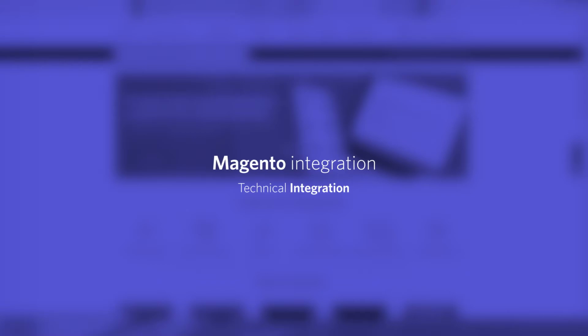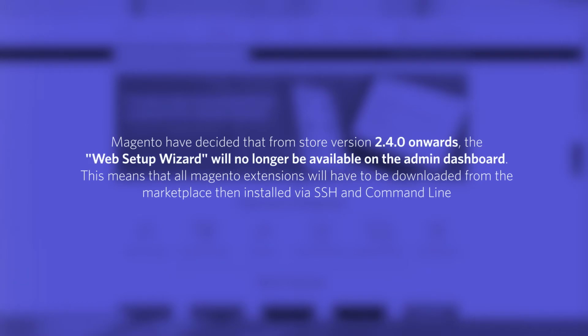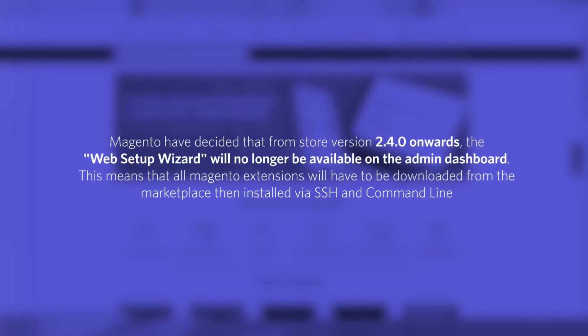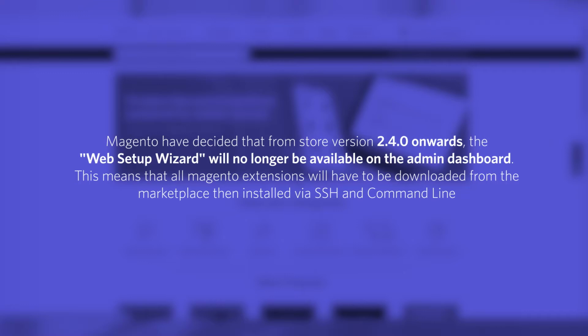Let's get started with integrating Awin tracking onto your Magento store for your Awin program. Magento has decided that from store version 2.4.0 onwards, the Web Setup Wizard will no longer be available on the admin dashboard. This means that all Magento extensions will have to be downloaded from the marketplace, then installed via SSH and command line.